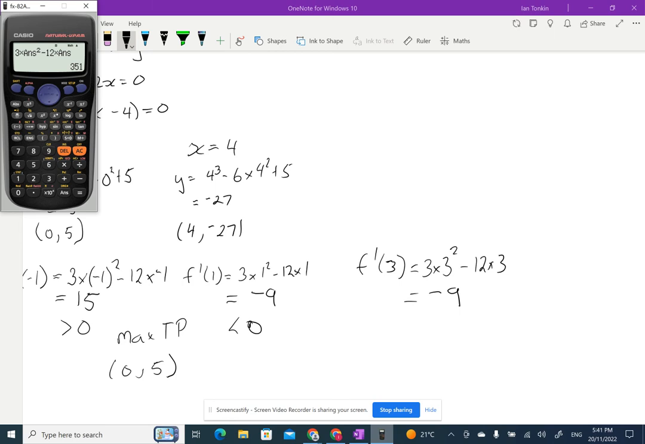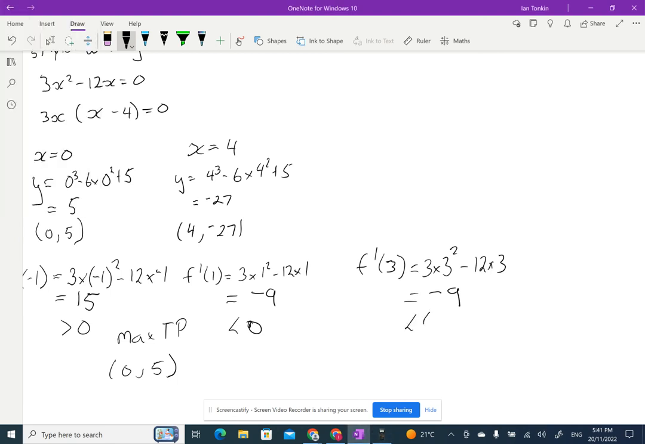All right, so it's still doing the same thing, so I've got to try 3. Use my top arrow. -9. Oh yeah, because it's 27 minus 36, so it is right. And that's less than 0.